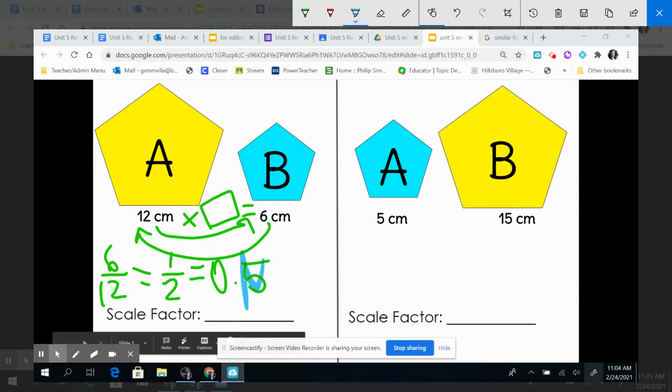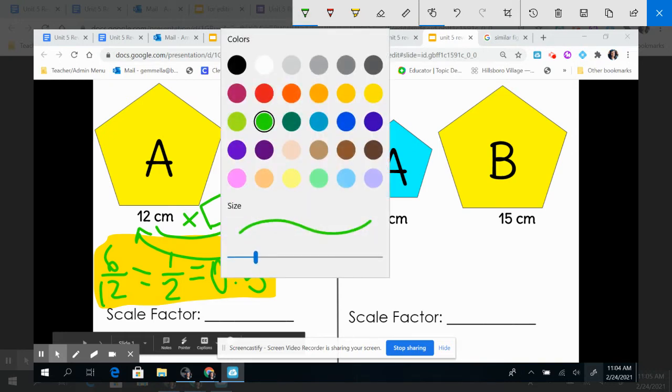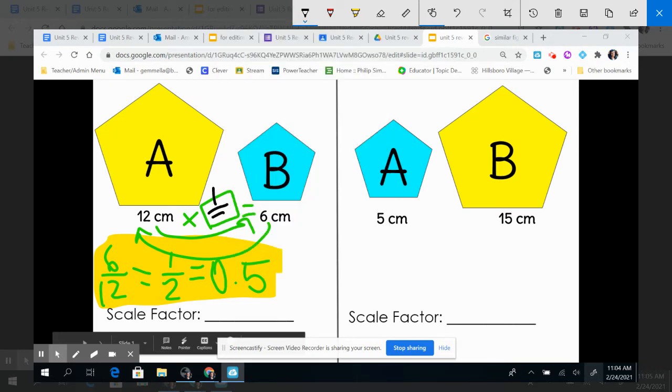Each of those are going to be acceptable answers for your scale factor, right? Because if I did 12 times 1/2, I would indeed get 6.